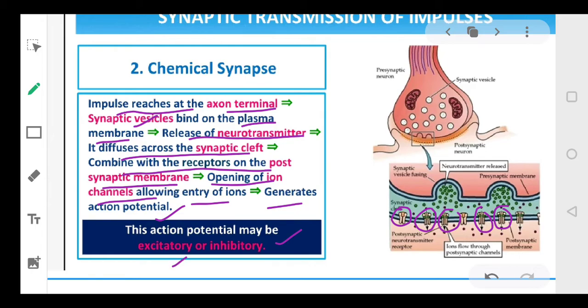ये जो action potential है ये आपका न्यूरोट्रांसमीटर की प्रोडक्शन को कम भी कर सकता है, ज़्यादा भी कर सकता है. Means it can increase the transmission of message and it can decrease the transmission of message. So it has both the functions depending upon how much chemical is present. So it can be excitatory or it can be inhibitory.